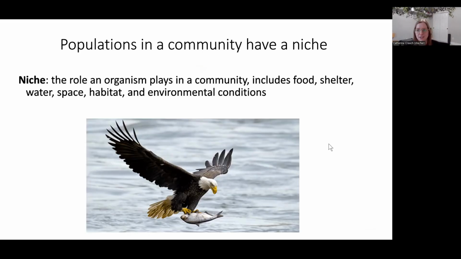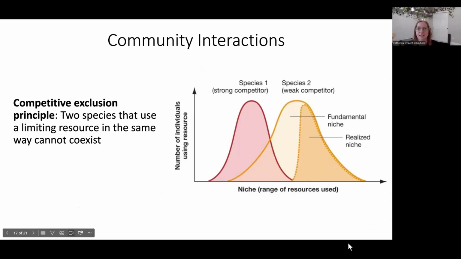And that's interesting because if it's everything you need to survive, you can't share. And so we come up with this competitive exclusion principle. We have two species here, and we have the number of individuals using a resource, and we have the niche range. So we've oriented ourselves in this graph. Our first species has a bell curve shape. Here is where its niche ends, and this is how many individuals are using the resource.